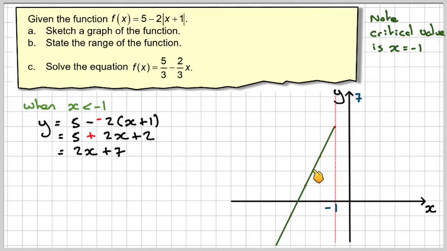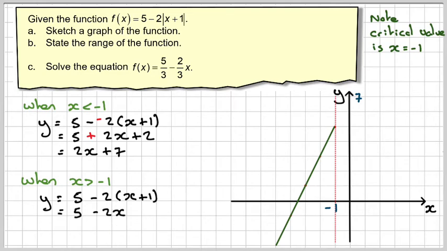So it's a positive gradient, but it keeps going, so that'll be 7 up to there, but we don't draw that bit in. And then we do the same for when x is greater than -1, when the inside is positive, so it just behaves like it's written. So 5 - 2(x + 1), which is 5 - 2x - 2. 5 minus 2 is 3, so we're going to have -2x + 3. So mark on 3, and then for every one along, we're going to go 2 down. We get the gradient here, and we get a V-shaped graph.